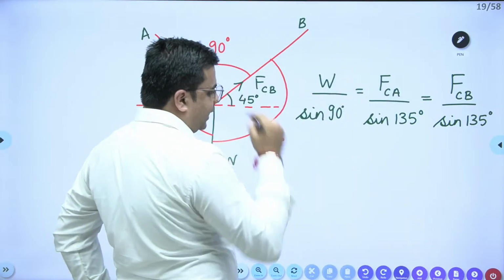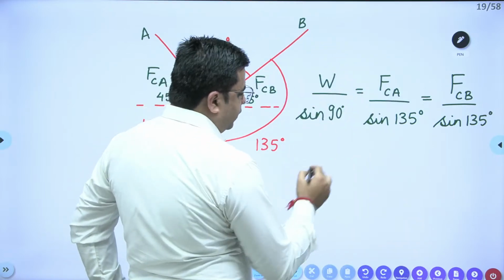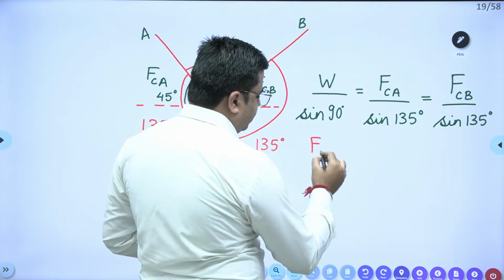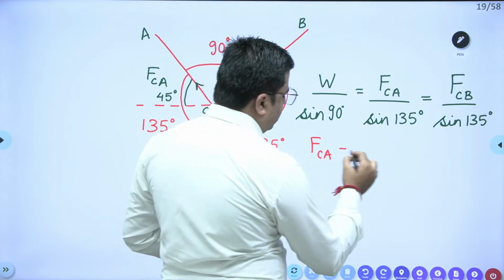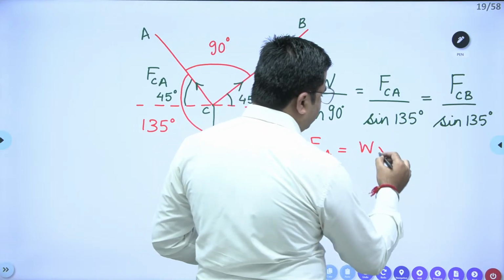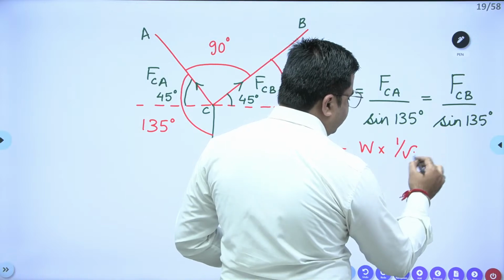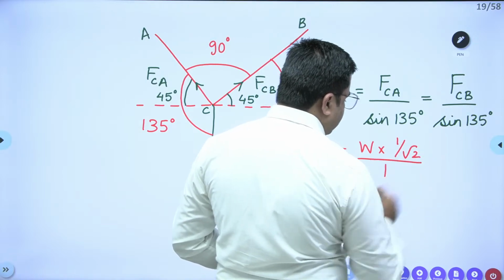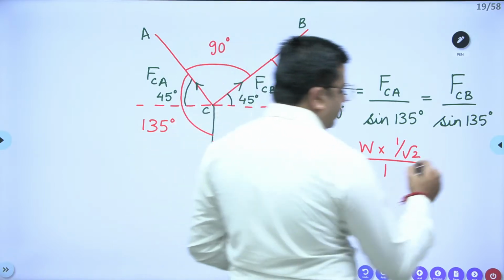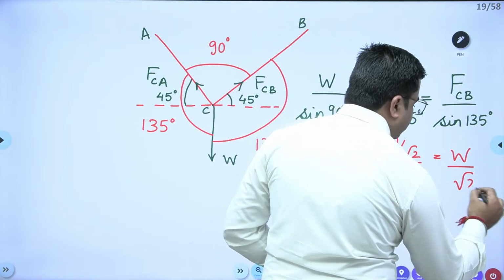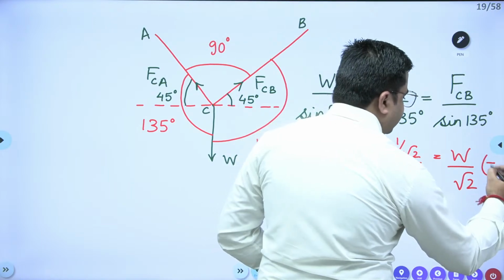Right, so just calculate this. You are going to have FCA equal to W into sine 135, that is 1 by root 2, divided by sine 90, which is 1. So FCA comes out to be W by root 2, and this is tensile in nature.